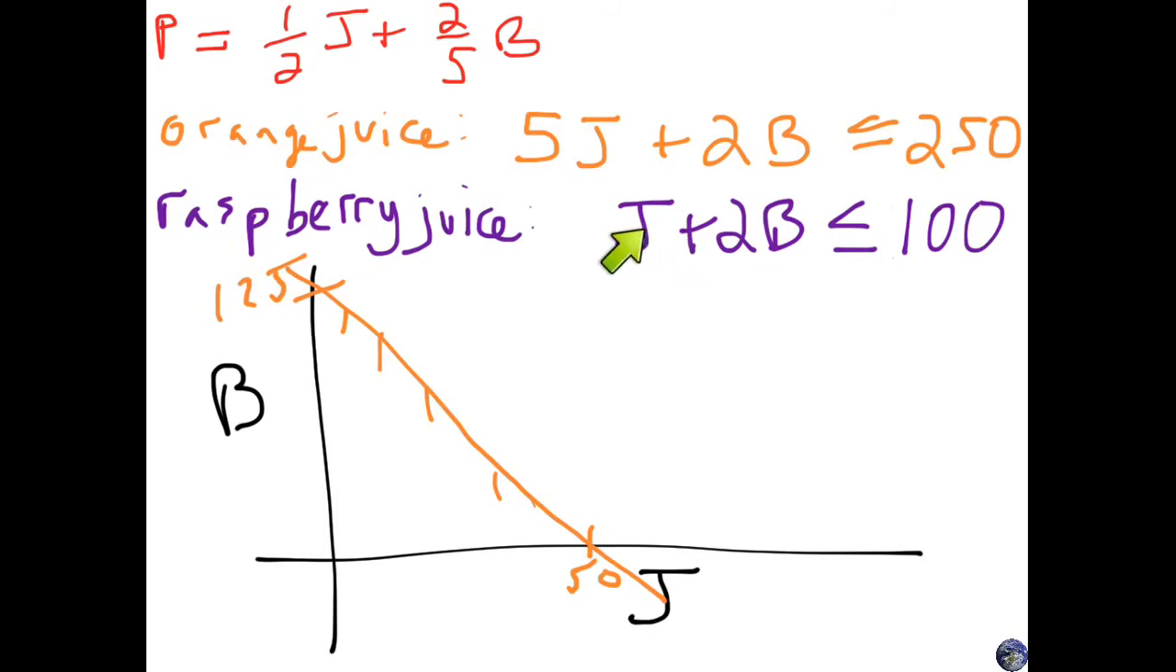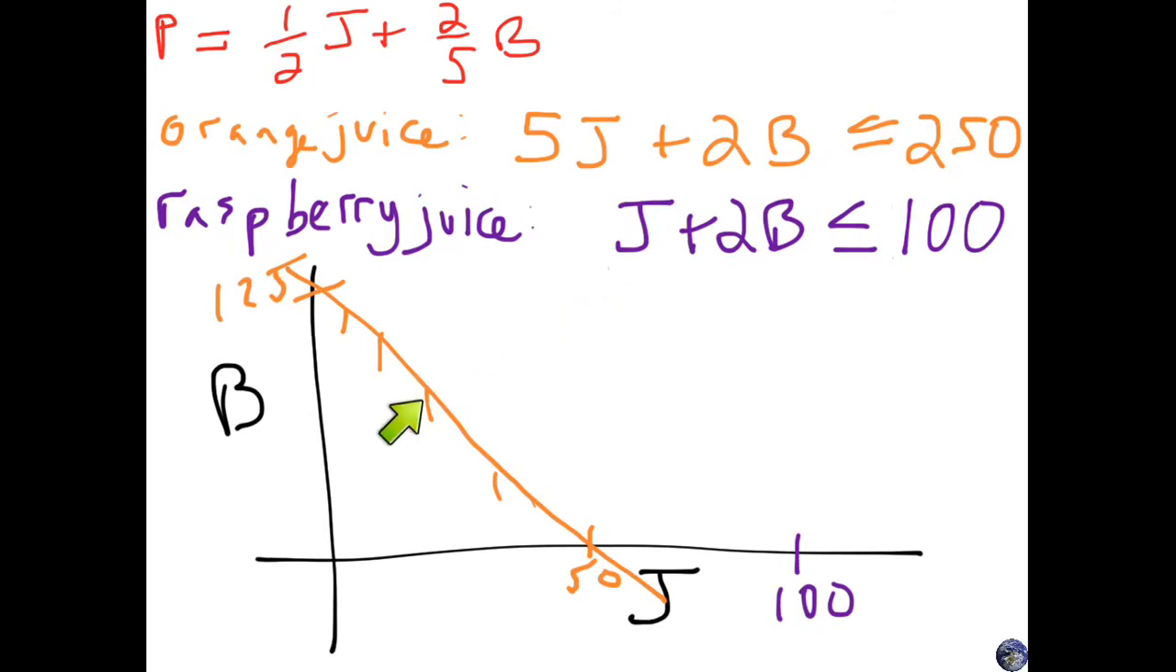If we want to find the j-intercept, what we normally think of as the x-intercept on the horizontal axis, we cover up the 2b part because we're plugging in b to be 0. So that means j equals 100. It's not really less than or equal to now because we're looking at the boundary, right? We're just looking at the line part of it. So if j equals 100 for the intercept, we'll mark that on right there.